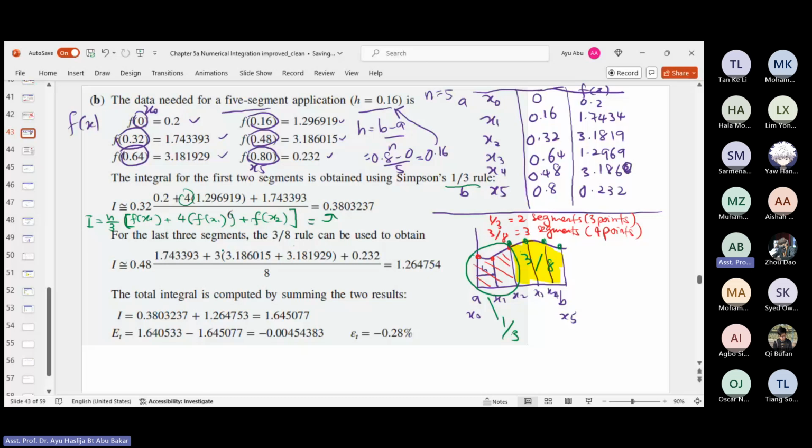Okay, the last three segments used the 3/8 rule, so it used the equation of 3/8 integration. Remember, this 3/8 rule starts from x2. The 1/3 rule needs 3 points, then 4 points for 3/8. 4 points, so it should start from x2.